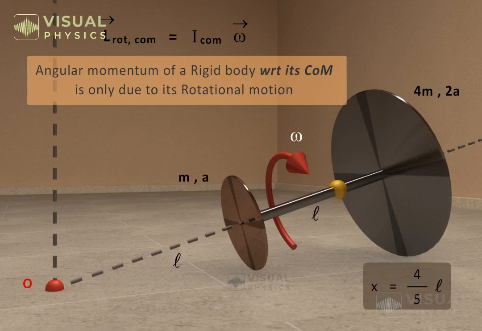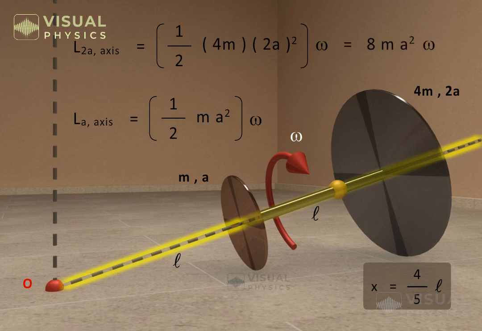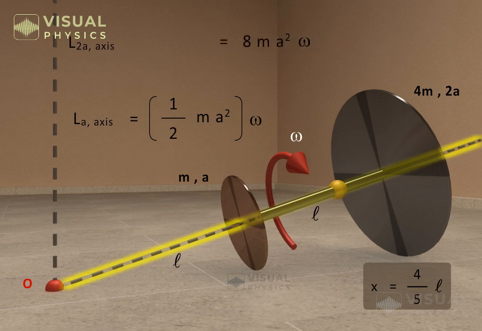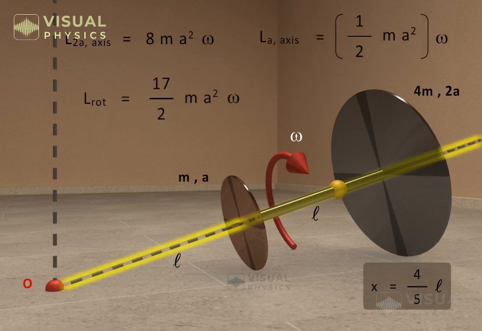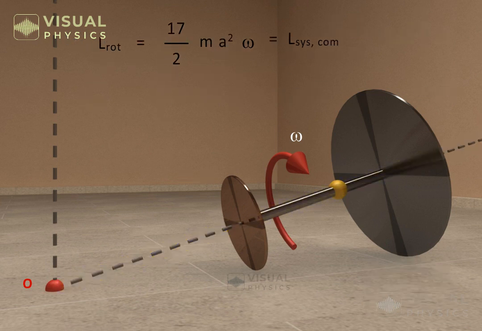So because of the rotational motion of the disks with respect to this axis, their angular momentum with respect to this axis will be as shown. As the center of mass lies on the axis of rotation, their angular momentum with respect to the center of mass will be the same. And it will be along this direction.